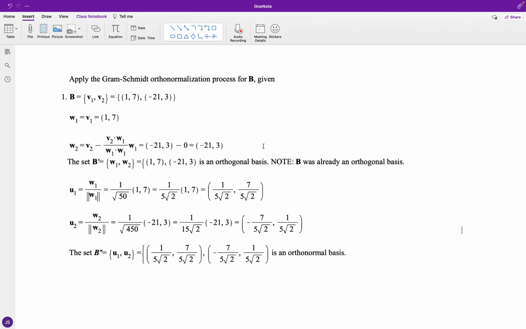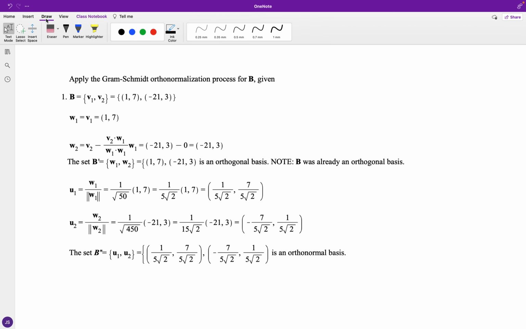So the set B prime is equal to the set consisting of the vectors W sub 1, W sub 2, which is going to be (1, 7) and (-21, 3) from the start, and that is going to be an orthogonal basis. And just closing out with the set notation. Note that the set B, identical to B prime, was already an orthogonal basis. But now W sub 1 and W sub 2, neither of these vectors will be unit vectors.